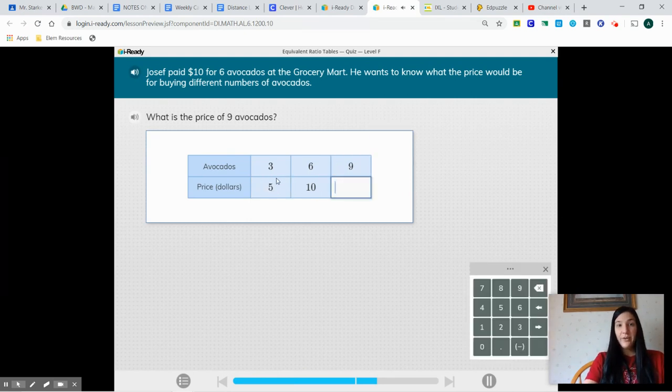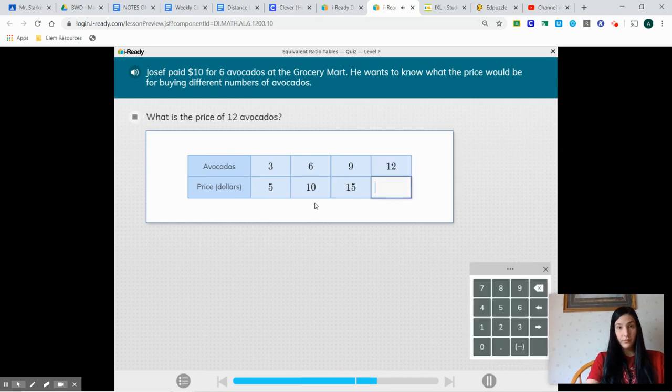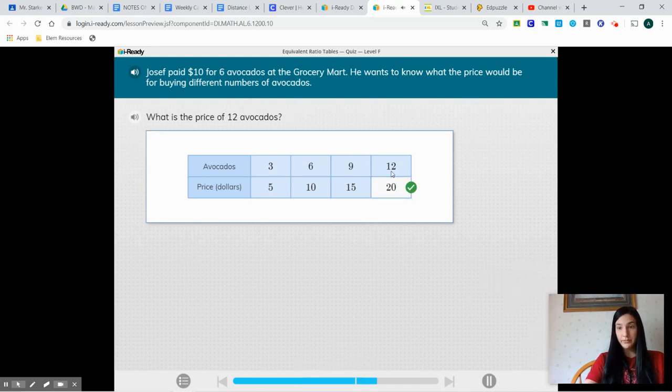What is the price of 9 avocados? Okay, so now again, we're going from 3 over to 9. We're multiplying by 3, so we're going to do 5 times 3 to get 15 here. What is the price of 12 avocados? 3 times 4 gives us 12. 5 times 4 will give us 20.